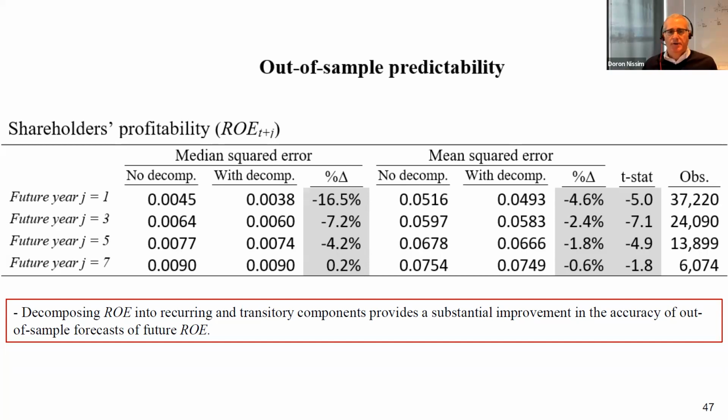Yeah, good. So I'm getting to the question of forecasting, whether it improves the forecasting accuracy. Just dividing ROE into recurring and transitory, even in this very simple linear regression setting, gives you a big improvement in out-of-sample prediction. And it's a much, much bigger improvement than you get if you separate just special items, as is commonly done in the literature.